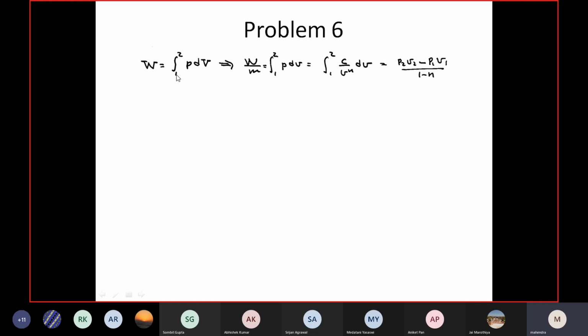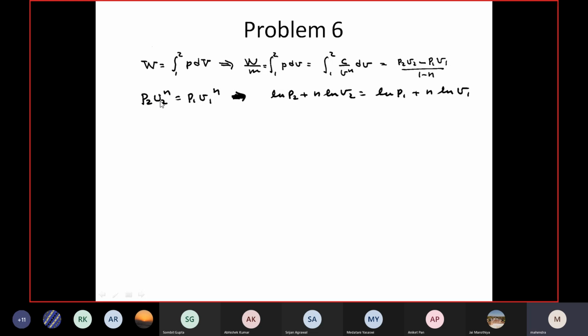Work is equal to the integral from 1 to 2 of P dV. And then here, in the case of polytropic process, once you solve this particular derivation, you get (P2 V2 minus P1 V1) divided by (1 minus n). But what about the n value?